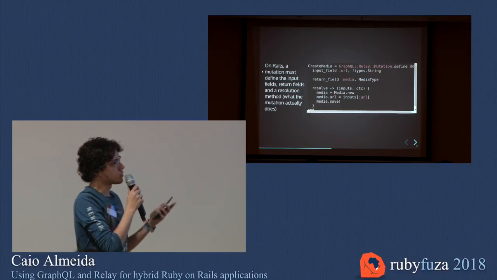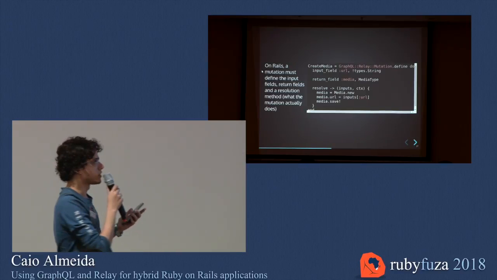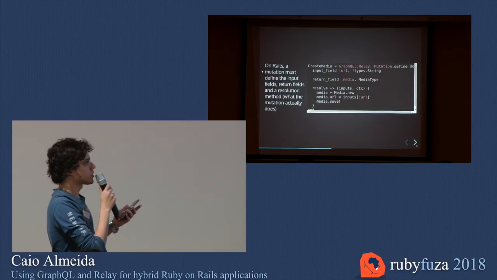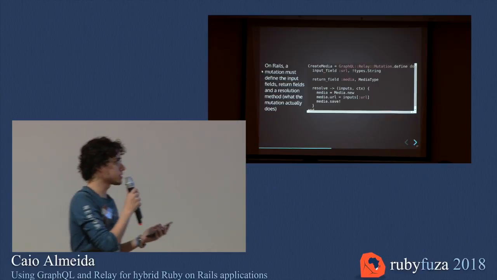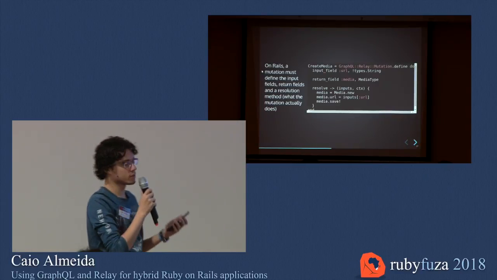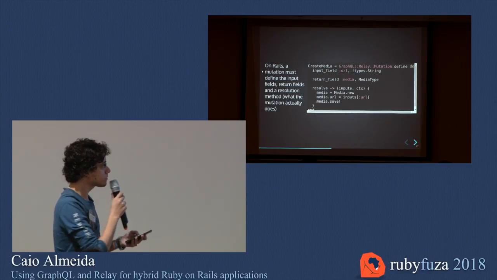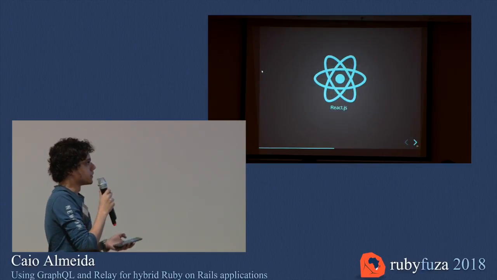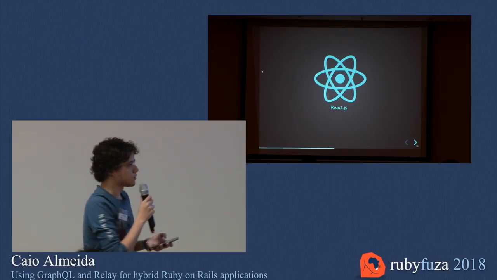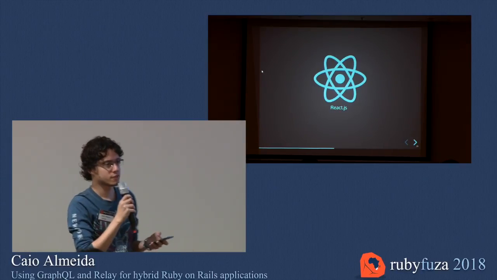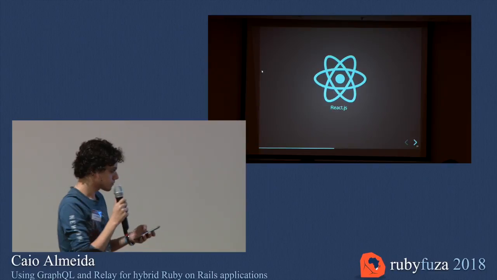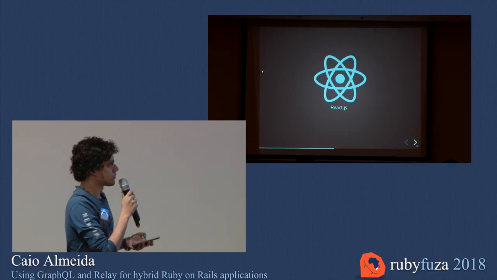And then on the resolve block, that's what your mutation actually does. So on my resolve block, I'm just instantiating a new media class, setting the URL to the one that was passed as an input parameter, and then saving it in the database. And that's almost on the highest level as far as the backend is concerned. Now let's go to the front end.